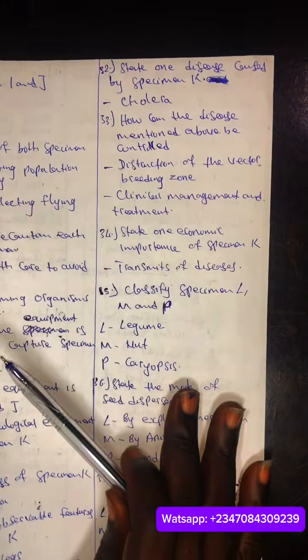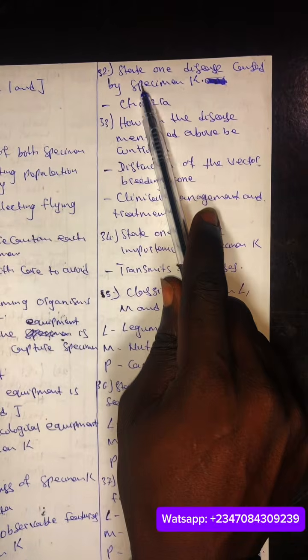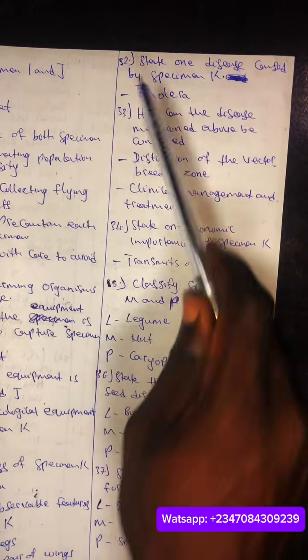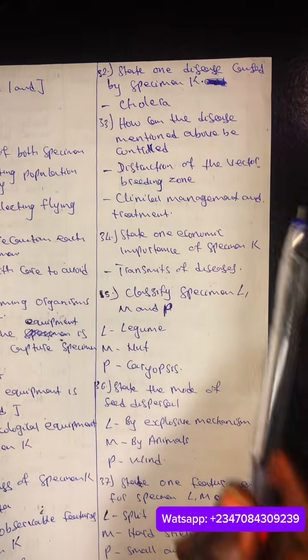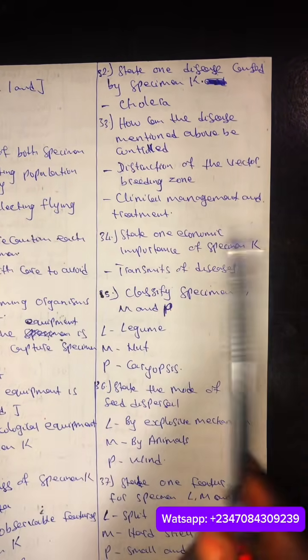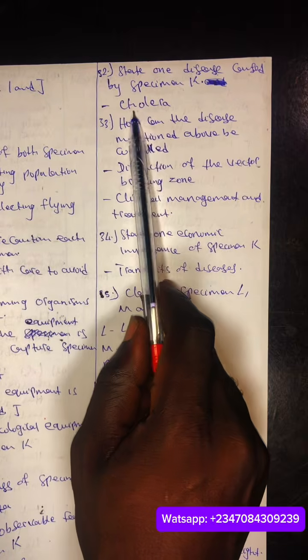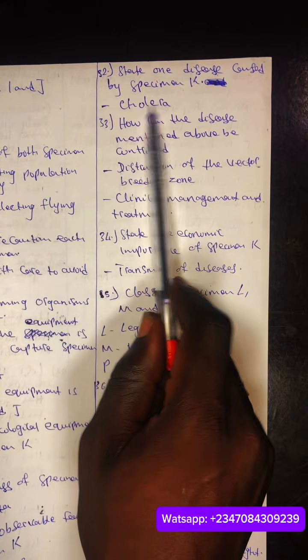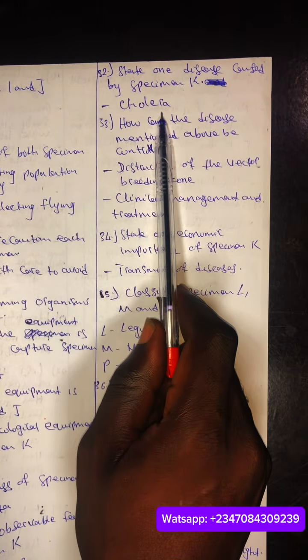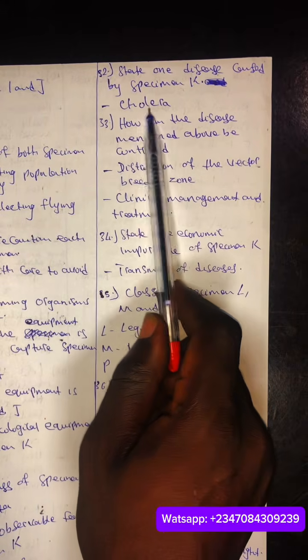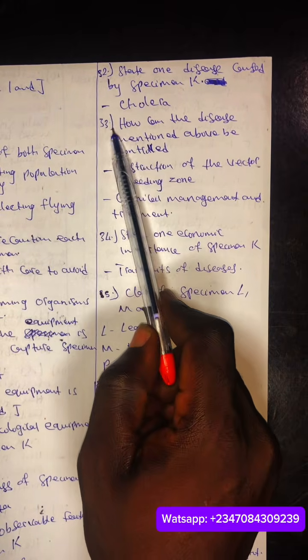The next one here is question number 32. State one disease caused by specimen K. One actual disease that specimen K can cause, which is very general. Cholera. Some may write Salmonella typhi or typhoid. Do you get that now? But actually, cholera.